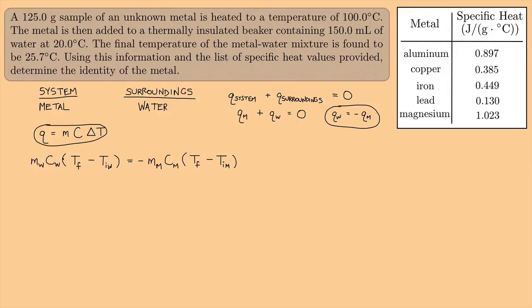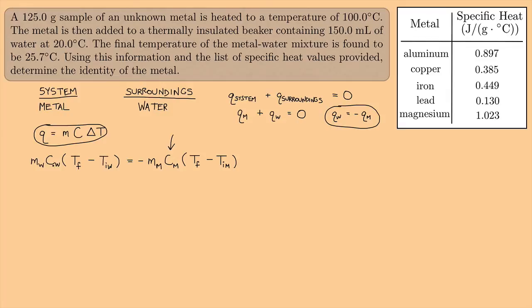Okay, so do I have all these variables here? And what am I solving for, actually? Well, I want to find the specific heat. I have these values of specific heat over here, and if I can find the specific heat of the metal, I can locate it on this chart and then figure out the identity of the metal. So that is the specific heat of the metal. That's what I'm trying to find. I have the mass of the metal, that's 125 grams. I have the final temperature, that's 25.7 degrees Celsius. I have the initial temperature of the metal, that would be 100 degrees Celsius. The initial temperature of the water I have, that's 20 degrees Celsius.